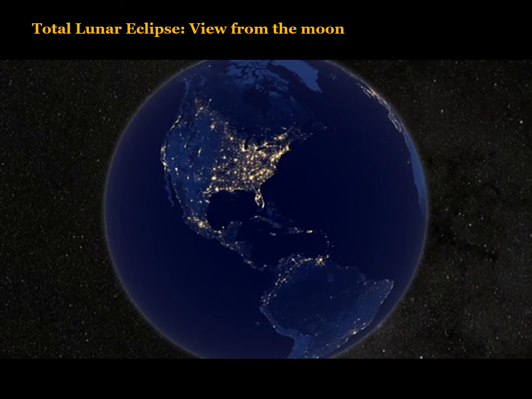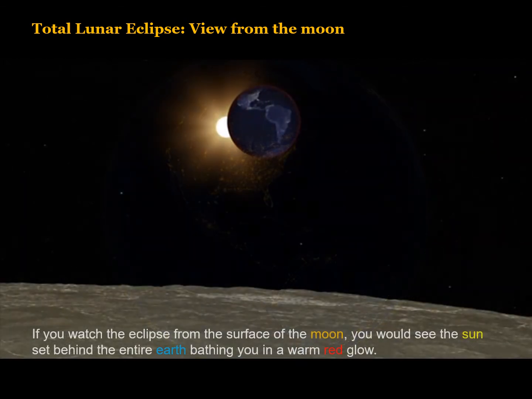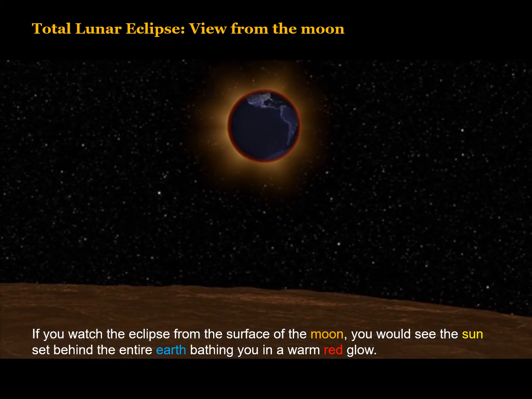Total lunar eclipse, view from the Moon. If you watch the eclipse from the surface of the Moon, you would see the Sun set behind the entire Earth, bathing you in a warm red glow.